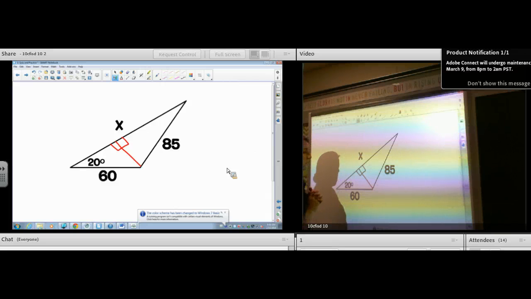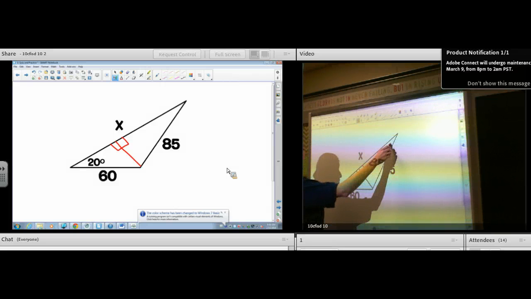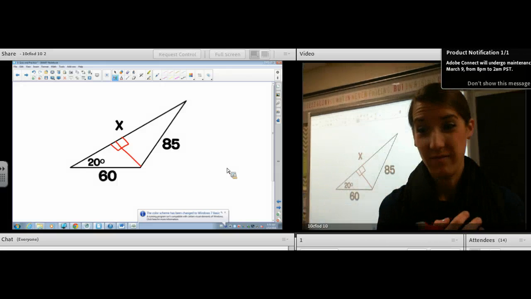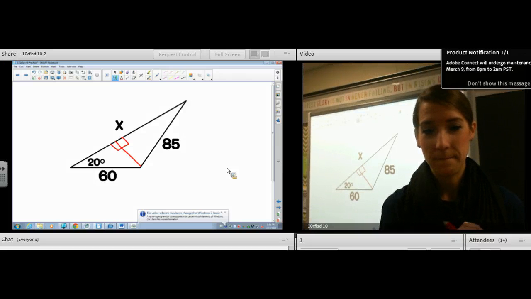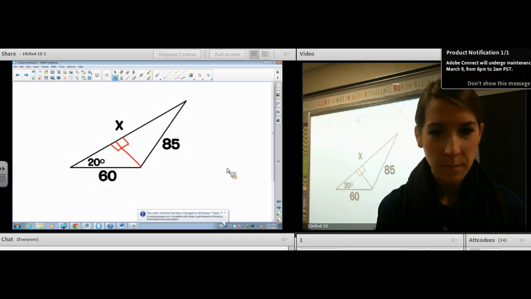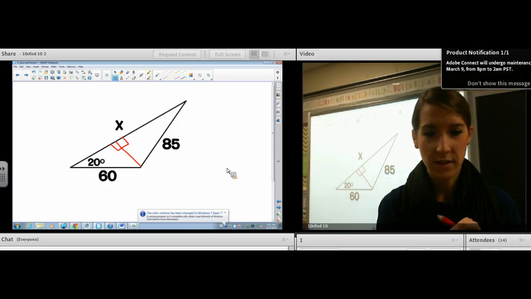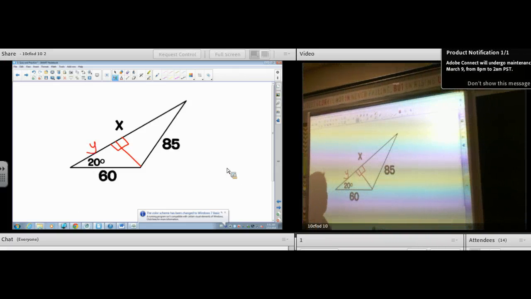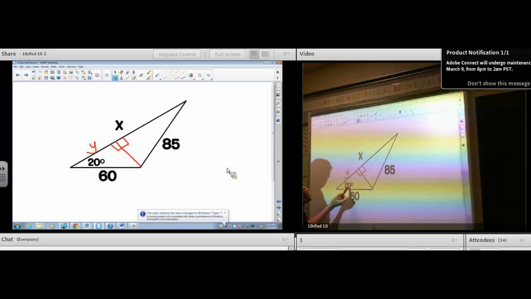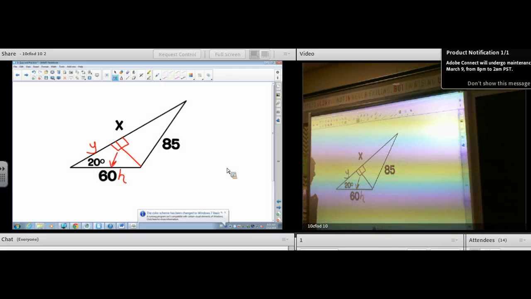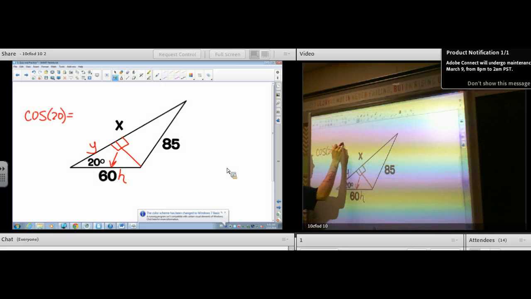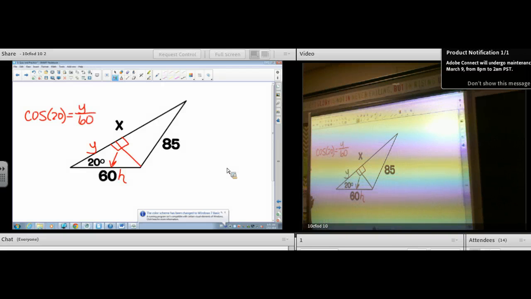There we go. What's this angle right here? Uh-oh, we don't know that angle. So do we have enough information to solve this? Well, let's start working. We can get this for sure right here. So here's 20 degrees. 60 is now across from the right angle, so 60 is our hypotenuse. So we've got adjacent and hypotenuse. Cosine of 20 equals adjacent over hypotenuse.